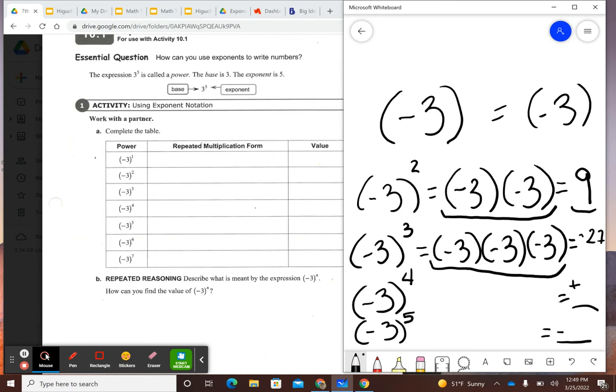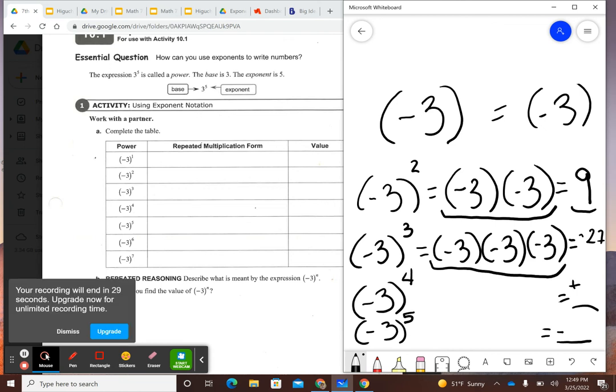So go ahead and take a moment to finish that table, writing out the repeated multiplication form, and then writing the final value. And you are definitely welcome to use a calculator for this. Finish that table and then go ahead and go on to the next video.